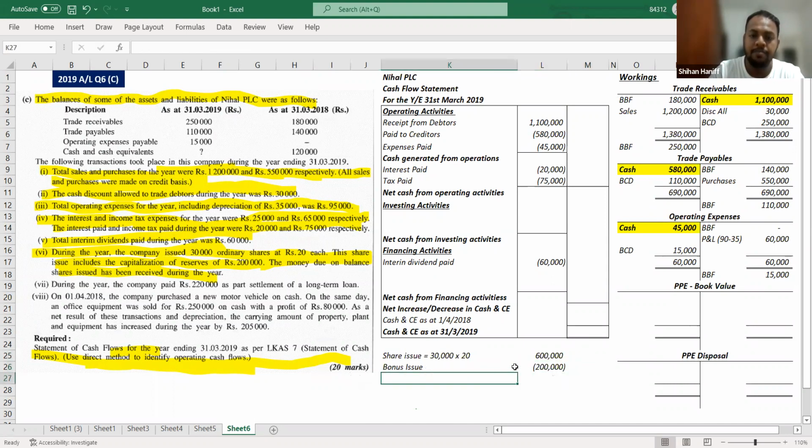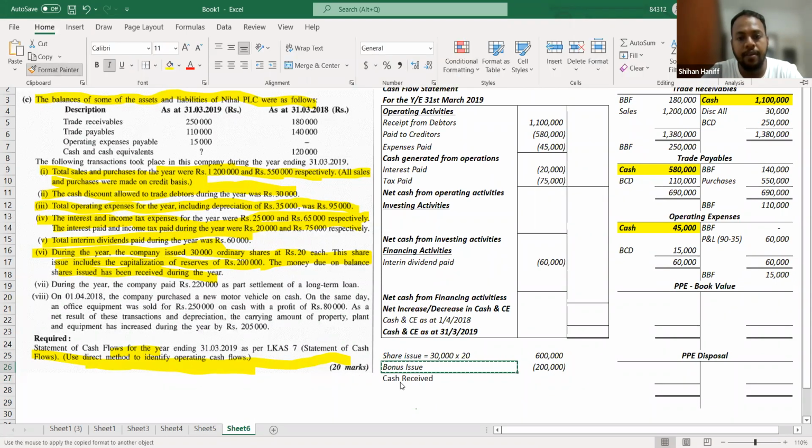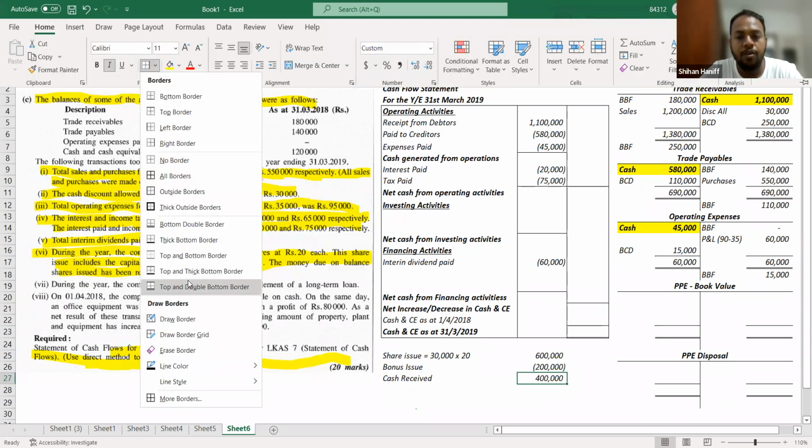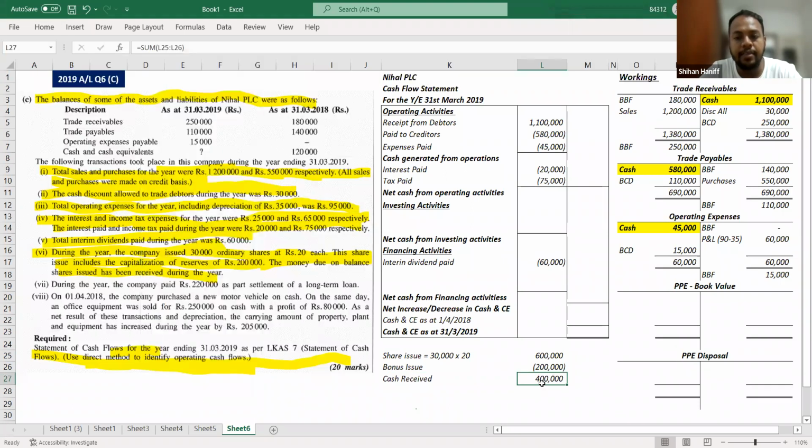Then how much is cash? Cash receipt. Cash receipt is the difference. Out of the total 600,000, if we issue a bonus of 200,000, then cash is 400,000. So the cash received from share issue is 400,000. It will be added.